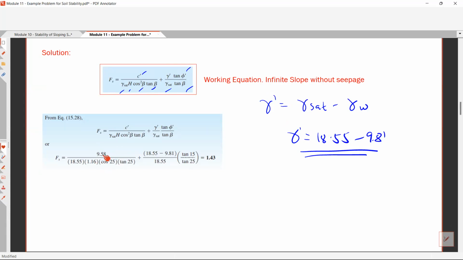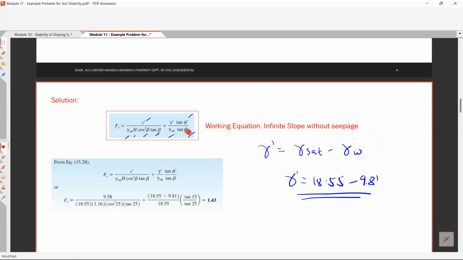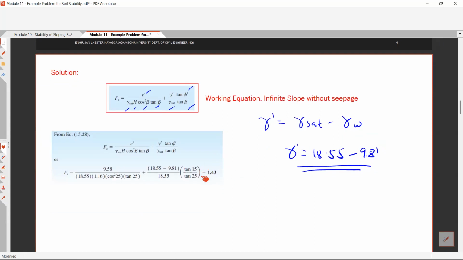So we can now have the factor of safety equal to 9.58 divided by 18.55 times 1.16 cosine squared 25, tangent 25, plus 18.55 minus 9.81 divided by 18.55, tangent 15, that is your phi is 15 degrees, and your beta is 25 degrees. So therefore, your factor of safety is equal to 1.43.